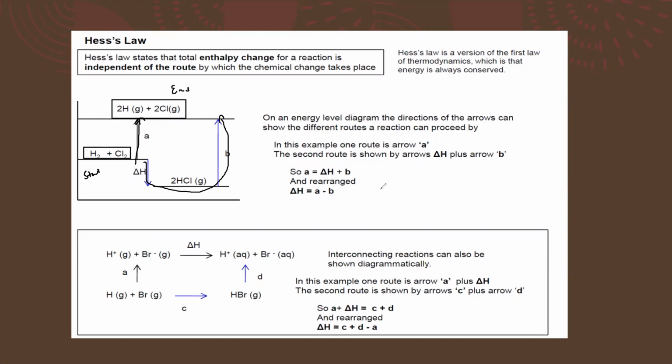If I follow any route, I get the same answer. According to route 1, the energy change is A. According to route 2, the energy change is delta H plus B. But if I need delta H, it will be A minus B. Is this example clear?